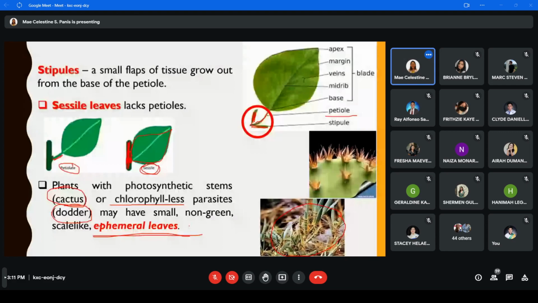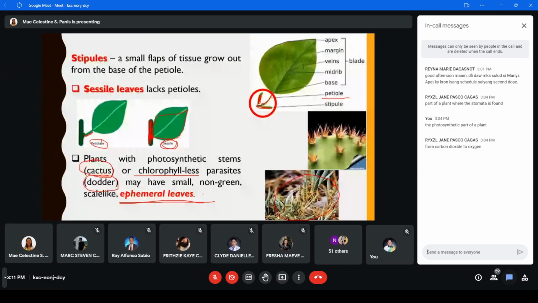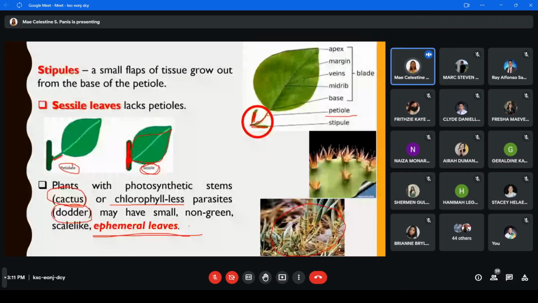Okay, next is the leaf blade. Okay, the flat, thin blades of leaves are adapted for easy penetration of light and carbon dioxide. So asa gani ni siya maapil, ning light and carbon dioxide for what? For photosynthesis. Very good. Photosynthesis. That's why naay blade. Okay? So ana yung structure, naka-expand siya for easy penetration of light and carbon dioxide. Okay? So ang blade is composed of the apex, the margin, and that's what we call the margin. The apex, the margin, and then the veins.